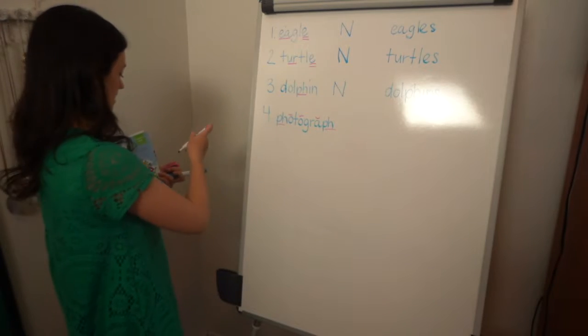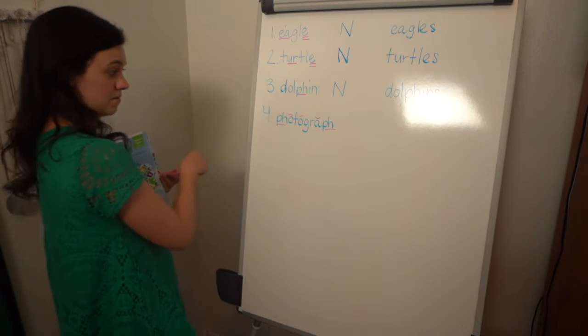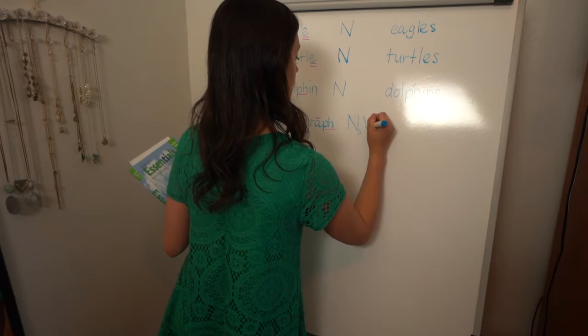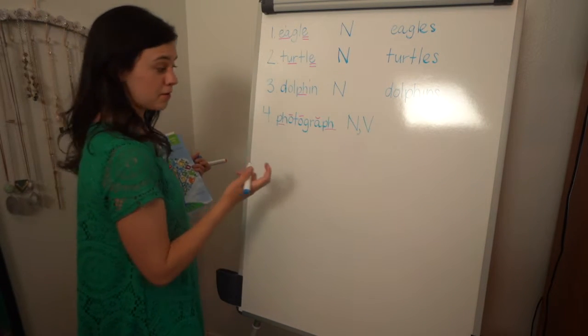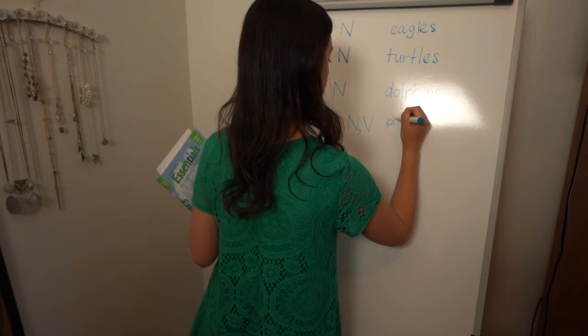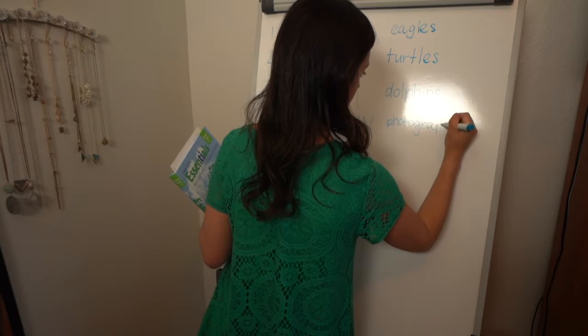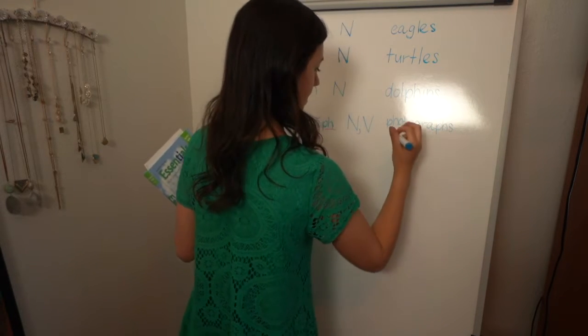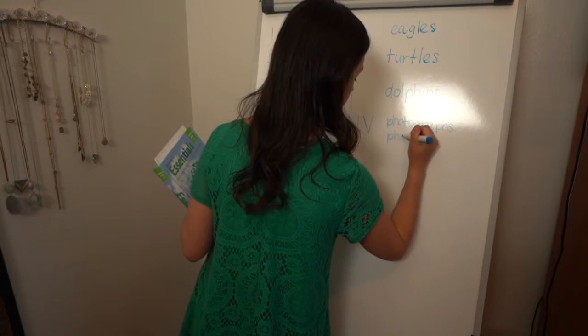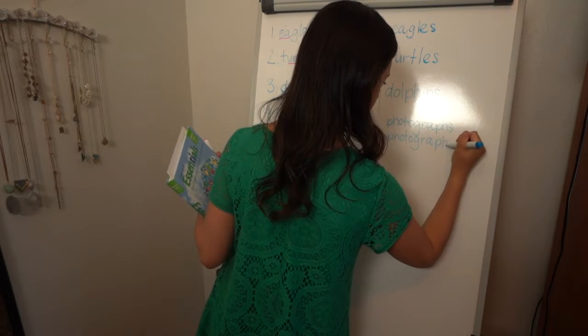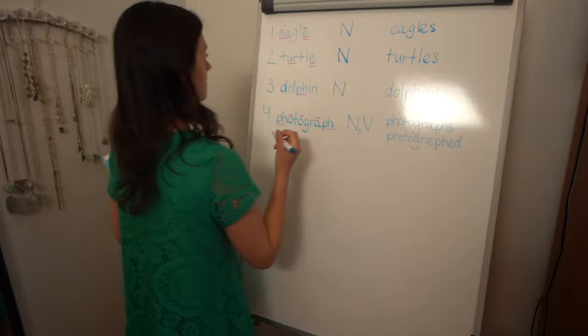All right. Now, photograph is a noun, and it's also a verb. It's something that you do. To make this plural, we would say photographs. And to make this past tense, we would say photographed. Number 5.